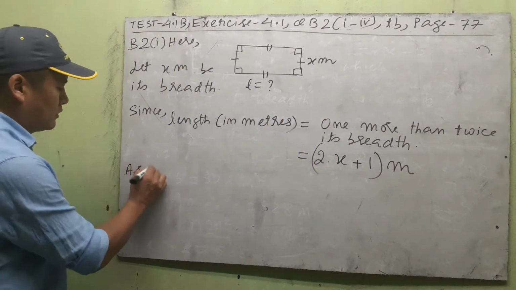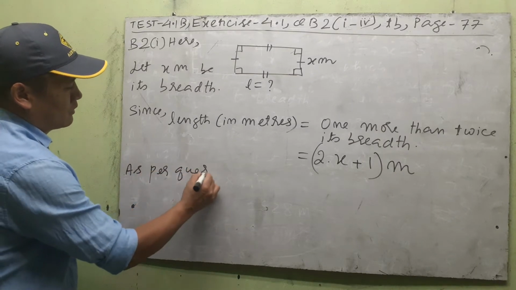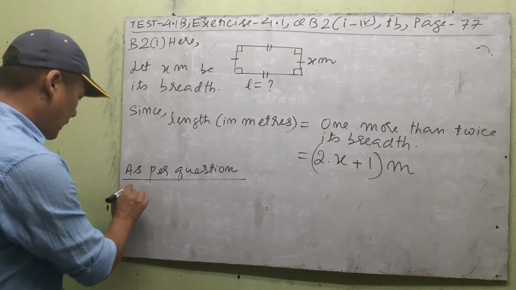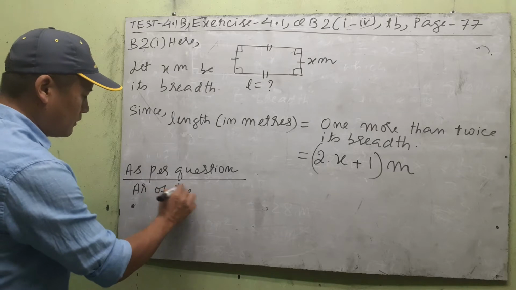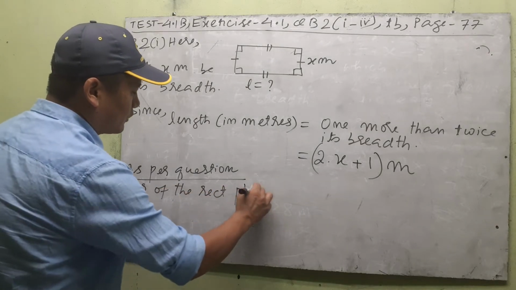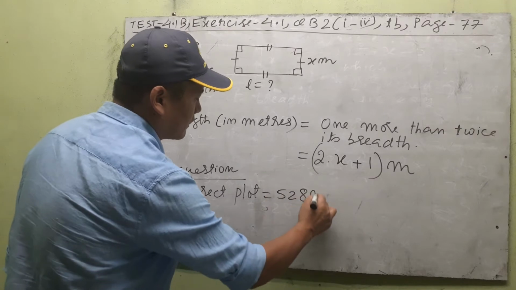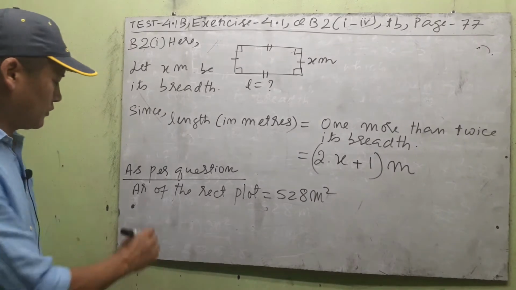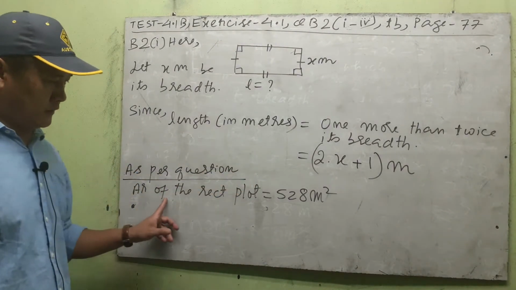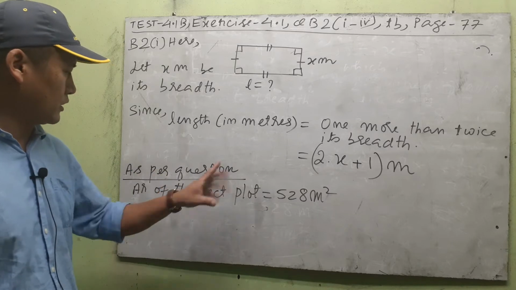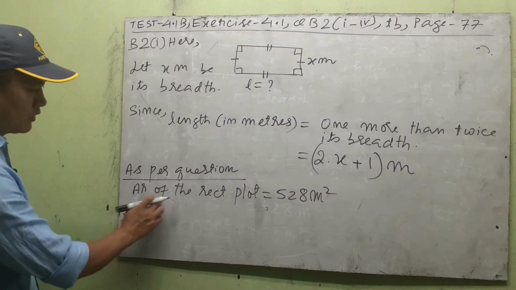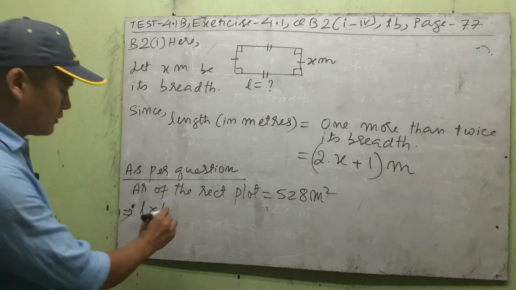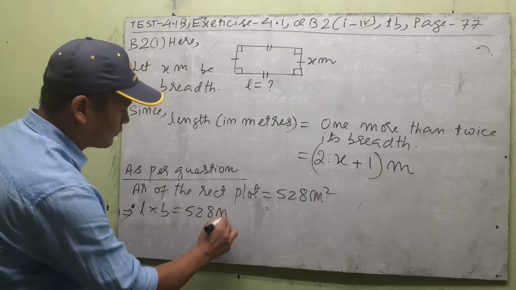So as per question, now we can write down what the question is saying. First sentence: area of the rectangular plot is equal to 528 meters square. The question is saying there is 528 meters square, so we are exactly writing as it is given in the first sentence of the question. Therefore we write as per question, area of a rectangle is length into breadth, the formula of area of a rectangle. We did this in lower classes also, right? 528 meters square equal to.